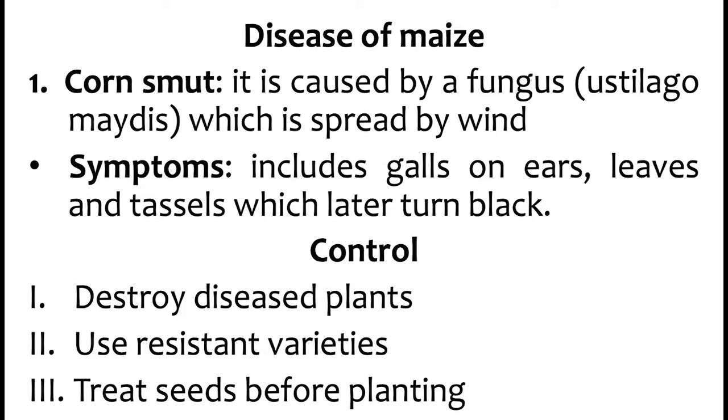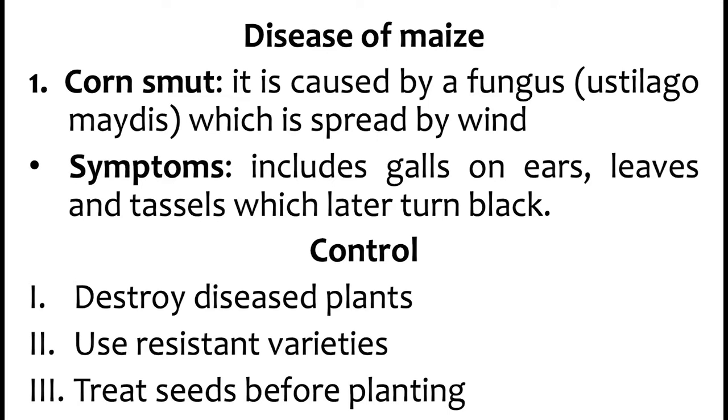Diseases of maize. The first one we have is corn smut. Corn smut is the name of a disease that attacks the maize. It is caused by a fungus, Ustilago maydis, which is spread by wind. Symptoms of corn smut include galls on the ears, on the leaves, and on tassels, which later turn black.